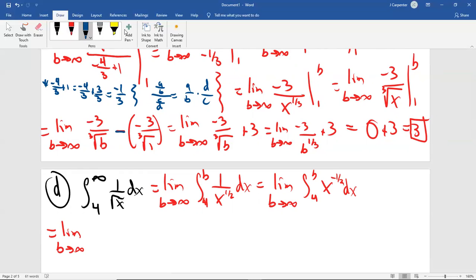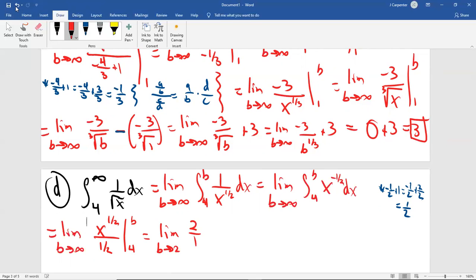So what's negative 1/2 plus 1? Negative 1/2 plus 1 is negative 1/2 plus 2 over 2, which is positive 1 over 2. Interesting. So this is x to the positive 1/2 divided by a positive 1/2. No plus c needed, no dx needed. Evaluated from 4 to b. Dividing by a half is the same as multiplying by 2. We just made that argument in the last example. So that's 2 over 1 times x to the 1/2, evaluated from 4 to b, which is the limit, as b goes to infinity.